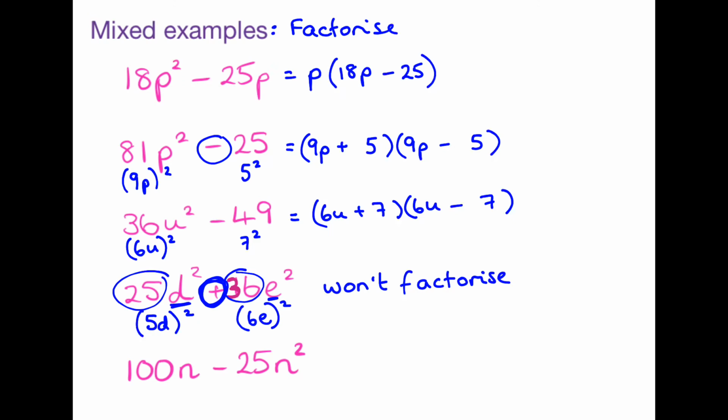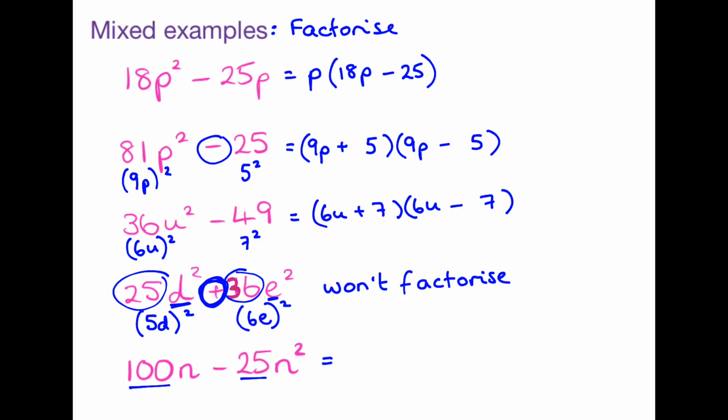Okay, and then the last one, well, 100 is a square number, so we've got 2 terms and we've got a difference, so it might be a difference of 2 squares because 100 and 25 are both square numbers, but n isn't squared, so that is not a difference of 2 squares because this isn't squared. Okay, so what we need to look at is common factors.